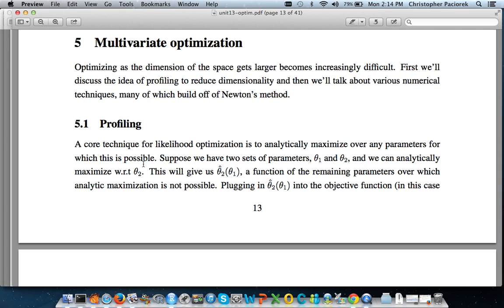Now I basically have theta 2 hat as a function of theta 1. So I've basically analytically maximized it out. I don't know if that's the right wording. But I've analytically removed theta 2, and now I just have to do my numerical maximization with respect to the remaining theta 1.